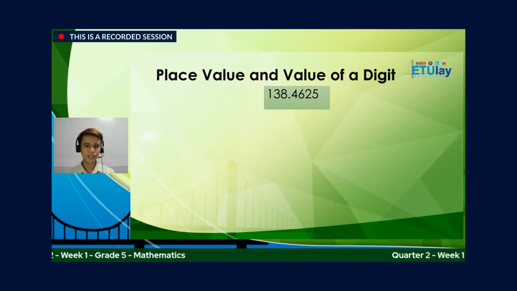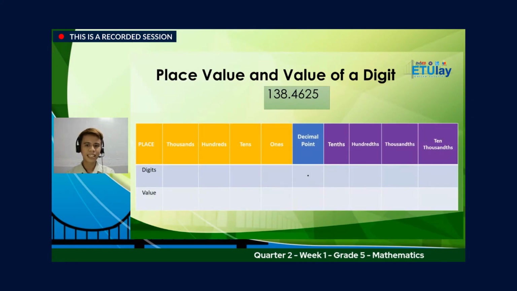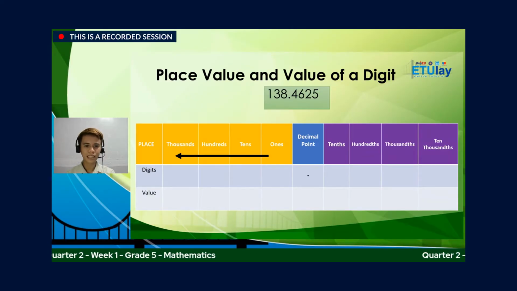With decimals, we have two sets of numbers, the whole numbers and the decimal numbers. The whole numbers start from the decimal point going to the left. So kapag binasa natin, or para ma-identify natin ang place value ng ating mga digits na whole numbers, ay magsisimula tayo from the decimal point going to the left. So we'll start from ones, tapos tens, hundreds, and then thousands.